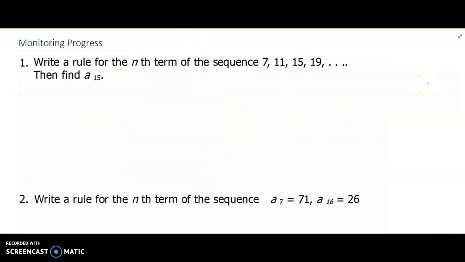All right, if you feel like you need a little bit of extra practice, go ahead and work through these monitoring progress problems, and we'll go over them. So go ahead and pause this, work through these if you want extra practice, then hit the play button, and we will go over it.